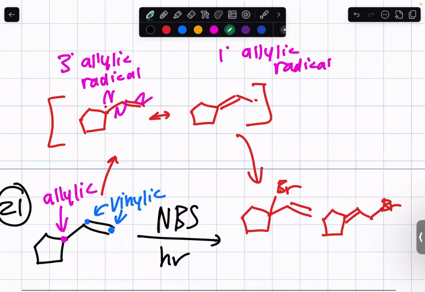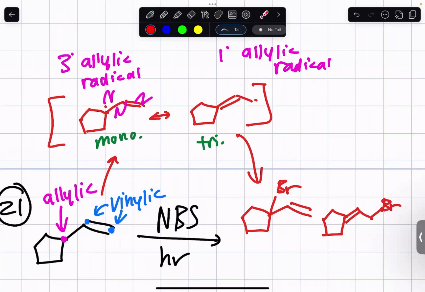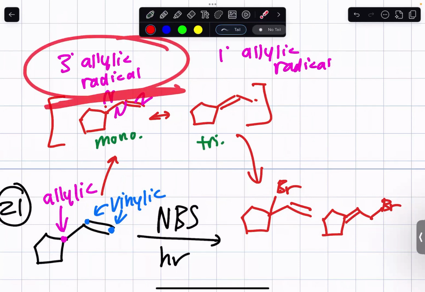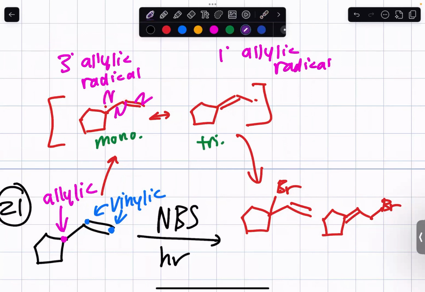Now, if we talk about the alkenes, this is a monosubstituted alkene. This is a trisubstituted alkene. If we're looking for the kinetic product, we look for the more stable intermediate, which is this tertiary allylic radical here. So this would be our kinetic product. And if we're looking for the thermodynamic product, we're looking for the more stable alkene, which is this trisubstituted alkene. This is our thermodynamic product.